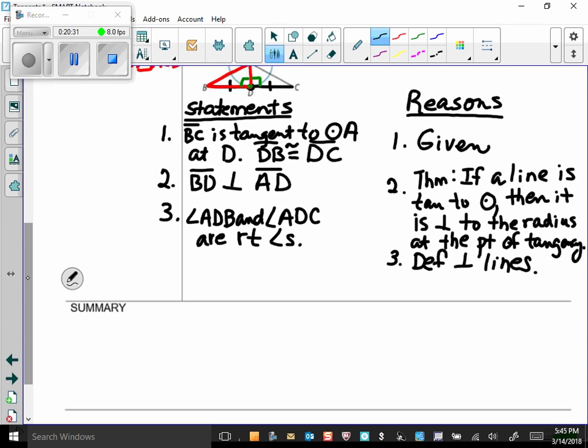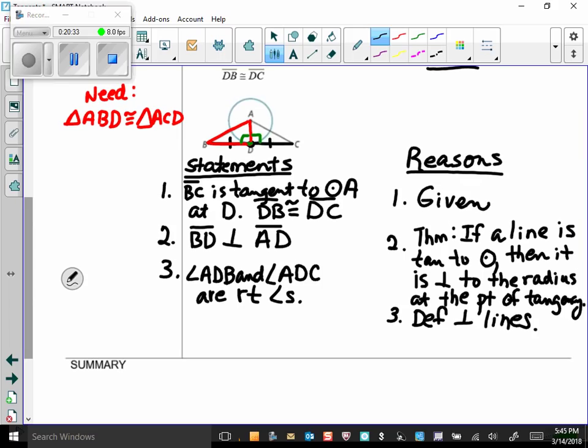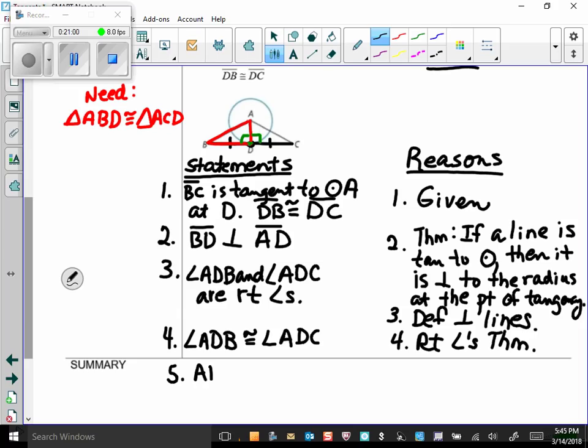Okay, so now, since we know that BD is congruent to CD, we've got a side and an angle. Oh wait, we didn't say they're congruent. Almost forgot that. I got to say that angle ADB is congruent to angle ADC. And of course I know that by our old friend the right angles theorem that says all right angles are congruent. And then I'm just left with one thing. I need that side AD. So I'm going to say AD is congruent to AD by the reflexive property.